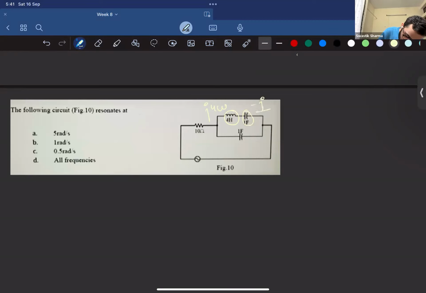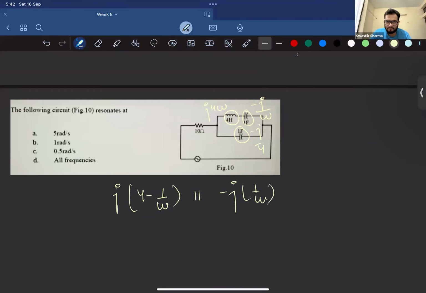This is minus j upon omega, and this is minus j upon omega. So we can write, both are in parallel combination. So 4 minus 1 upon omega is in parallel with minus j upon 1 upon omega, right? The parallel combination would be exactly something like this only, right? So can someone tell me what will be the value of omega at which the whole circuit will be 0?